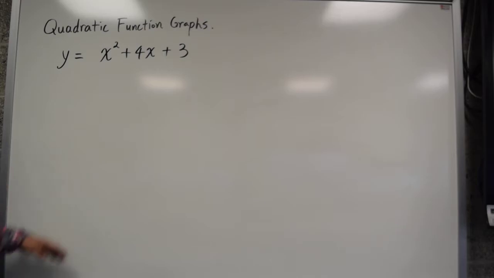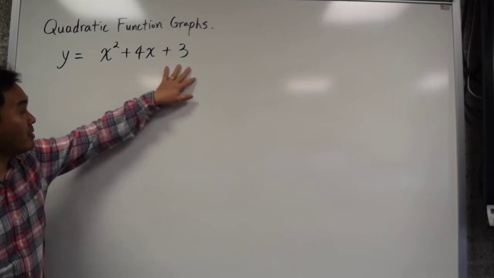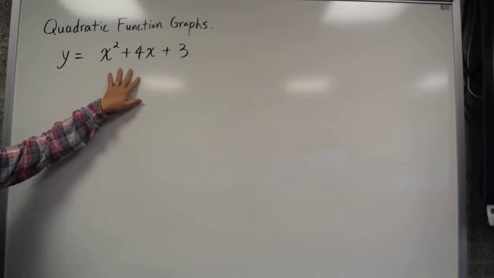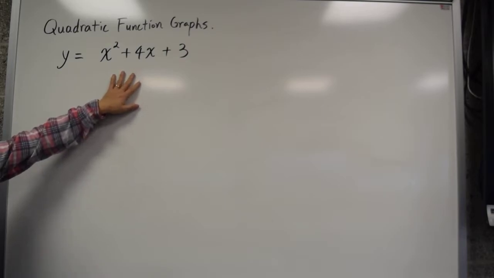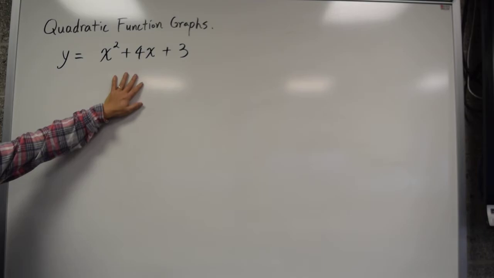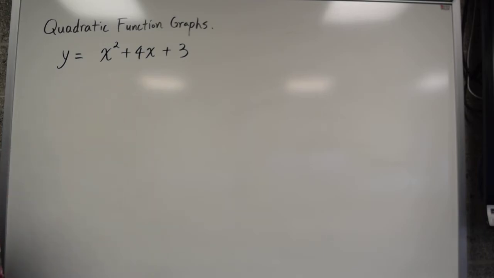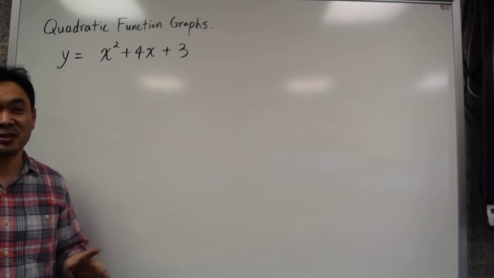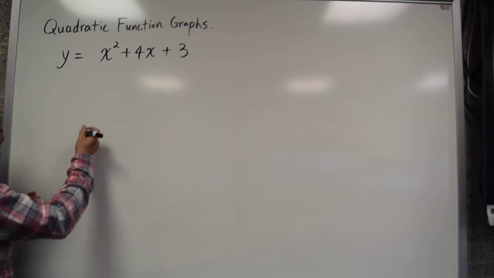So if you know the vertex, it's as if you know the graph very well. Right? So when you're given a quadratic, your goal should be to identify the vertex coordinates, and I'm going to show you two ways to do that. Okay. So the first method in finding the vertex is completing the square. Do you remember how to complete the square? Let's see if you remember.